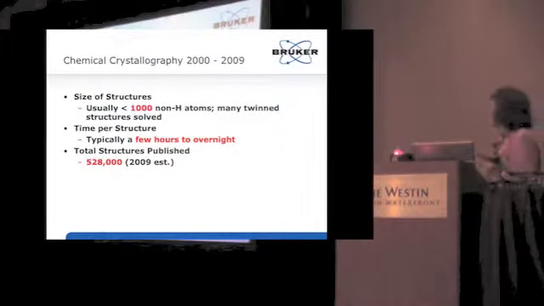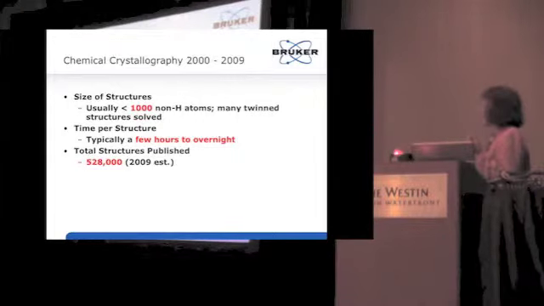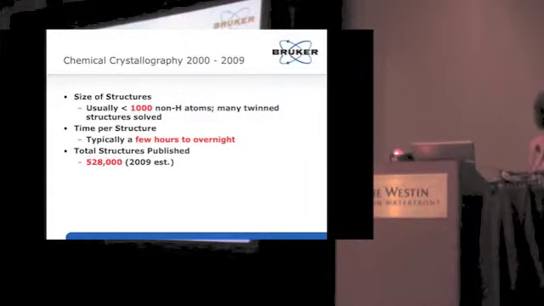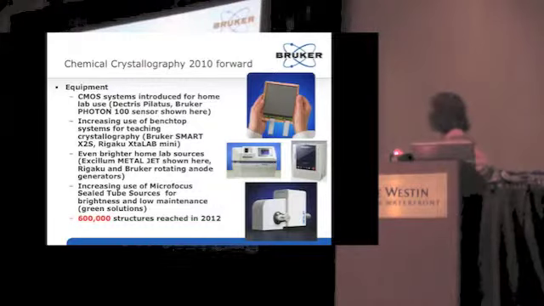And by the end of the decade, 1,000 non-hydrogen atoms reasonable. I remember George solving one, certainly a few years ago. Many twin structures become routinely available, a few hours to overnight for completion of the structure, and over 500,000 structures deposited. And to this day, a few interesting developments even at this meeting.